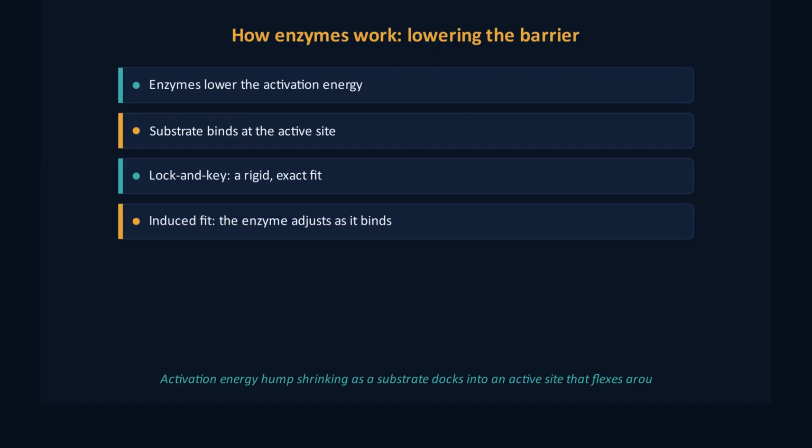Biologists describe this binding with two models. The older lock and key model pictures a rigid enzyme whose active site exactly matches the substrate, like a key fitting a lock. The more accurate induced fit model describes something more dynamic. As the substrate binds, the enzyme adjusts its shape to wrap around it, forming a snug enzyme-substrate complex. Either way, the active site holds the substrate just so, lowering the barrier and letting the reaction proceed far faster than it ever could alone.